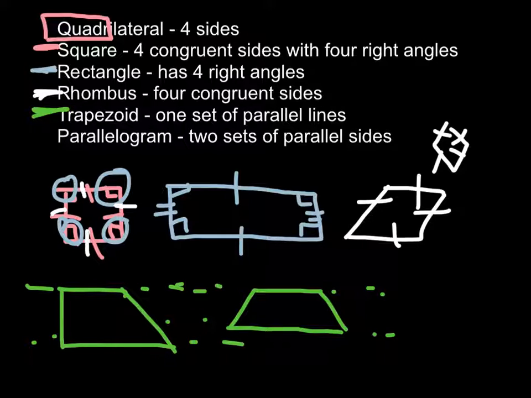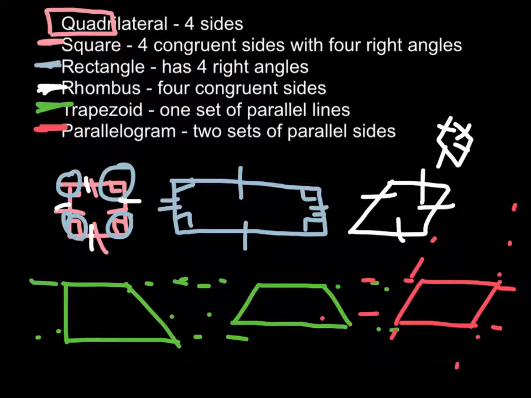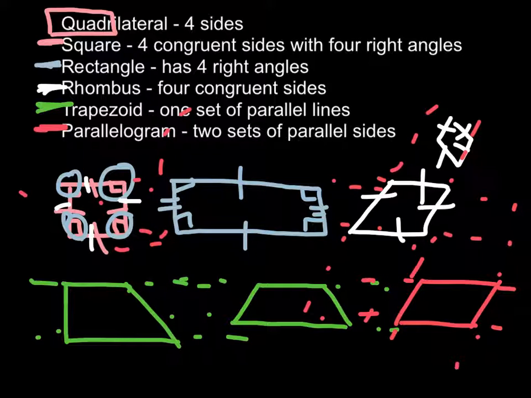However, I think that's red. In red, yeah, we've got a parallelogram. Parallelogram has two sets of parallel sides. And you see those are parallel. So our other things are also parallelograms, because this has two parallel sides. The rectangle has two parallel sides. The square has two parallel sides. So you see there's a lot of relationships going on here.